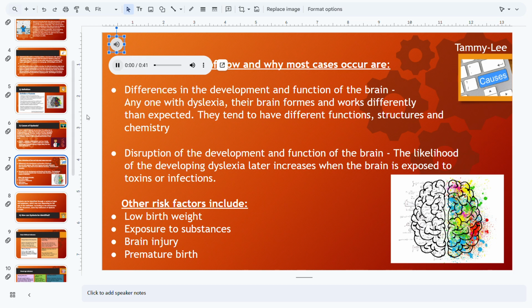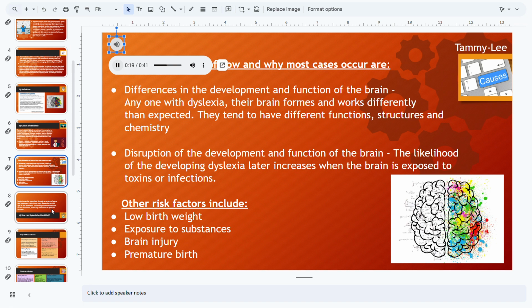Other indications of how and why most cases occur are differences in the development and function of the brain. In anyone with dyslexia, the brain forms and works differently than expected. They tend to have different functions, structures, and chemistry.